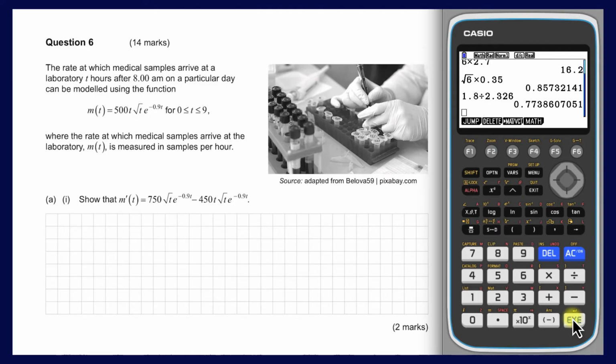So I'm going to do this by tackling this using the product rule. You might want to start off by saying the function is equal to 500 t to the 3 over 2 e to the minus 0.9 t, just to make it a little bit easier to think about that product function.